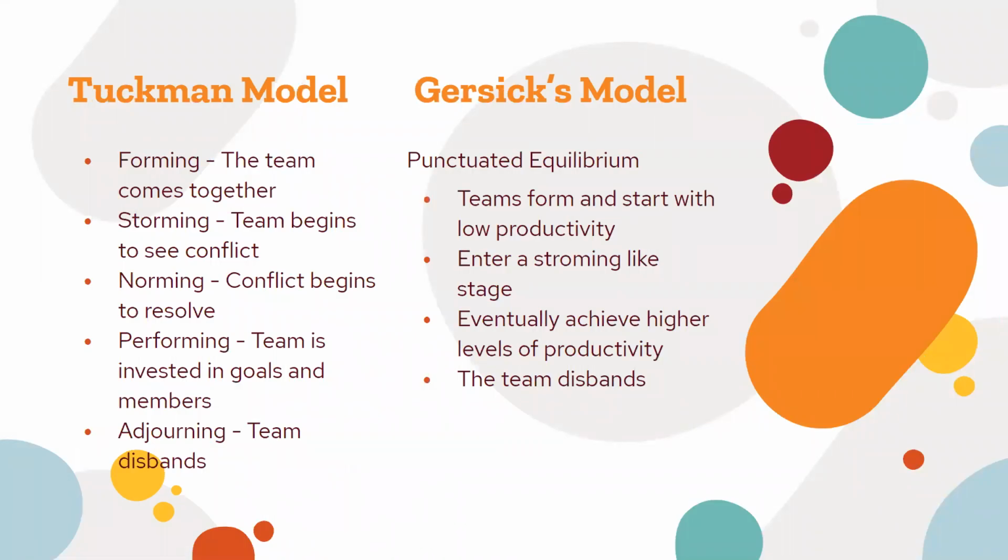All right, so now we're going to talk about how teams are made, and we're going to start off with the Tuckman model. One way teams form is portrayed by this model. This covers forming, storming, norming, performing, and adjourning.